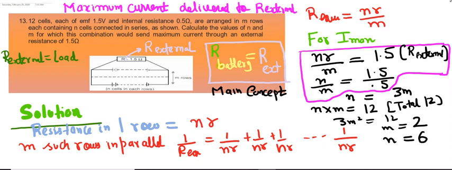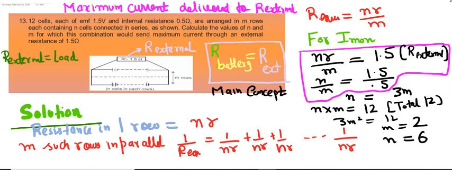Which means the resistance of each row is nr, and since there are m rows in parallel, the equivalent resistance is 1 by r equivalent is equal to 1 by nr plus 1 by nr, till m times. So the equivalent resistance of the internal resistances comes out to be nr by m. You can see on the right hand side top.